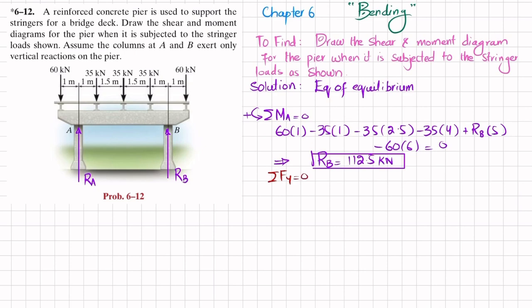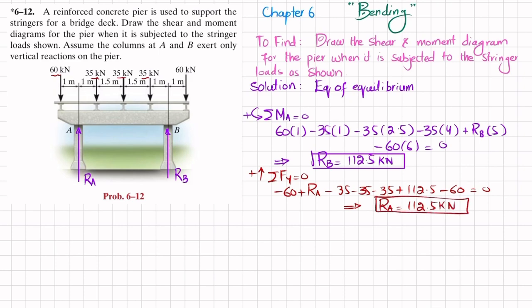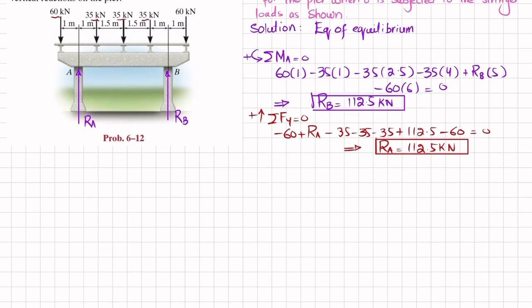that is, the sum of all forces along the y direction must be equal to zero, and upward force is taken as positive. So minus 60 is downward, so minus 60 plus RA, which is upward, minus 35, minus 35, minus 35, you can also write minus 3 into 35, plus RB, which is 112.5, and minus 60 is equal to 0. When you solve this, you will get RA also equal to 112.5 kilonewton. Now you have RA and RB, so you can draw the shear force and bending moment diagram.